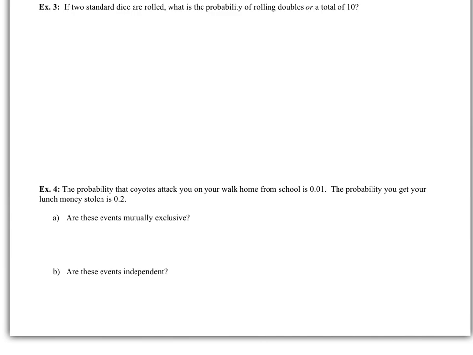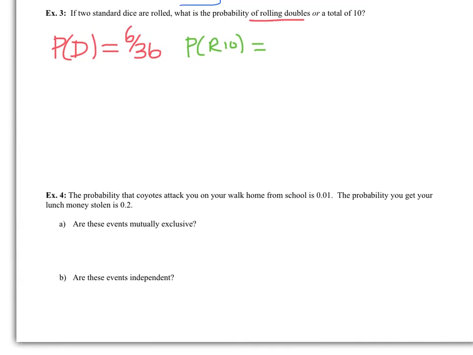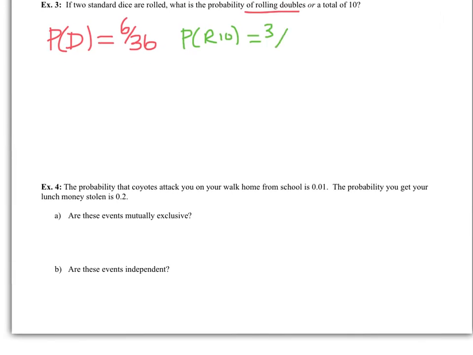So first let's take a look at what the probability of rolling doubles is. So the probability of doubles, which I'll note with P of D, is equal to, like in the last question, 6 over 36. Now let's take a look at the probability of rolling a 10. So the probability of a 10 is equal to 3 over 36.